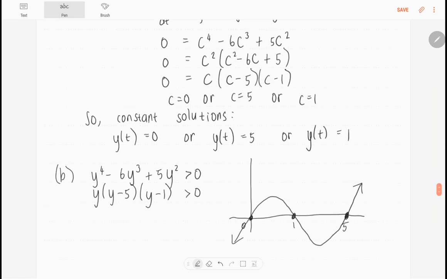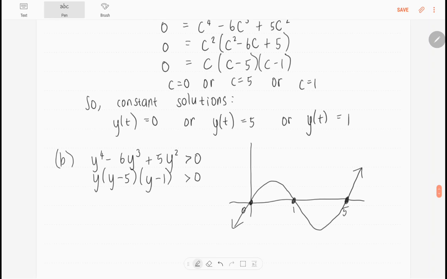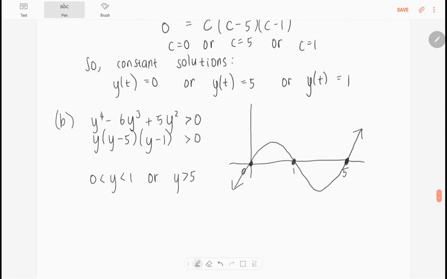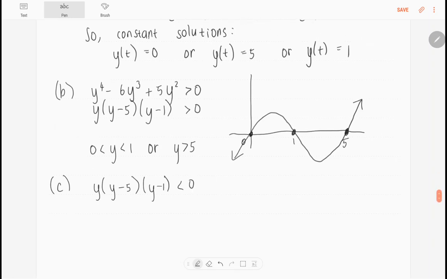So what this tells us is that our function will be greater than 0 when we have y between 0 and 1, or when y is greater than 5. Part C of the question is for what values of y is y decreasing. So we just have to know when is our function going to be less than 0. So that will be when y is less than 0, or when y is between 1 and 5.